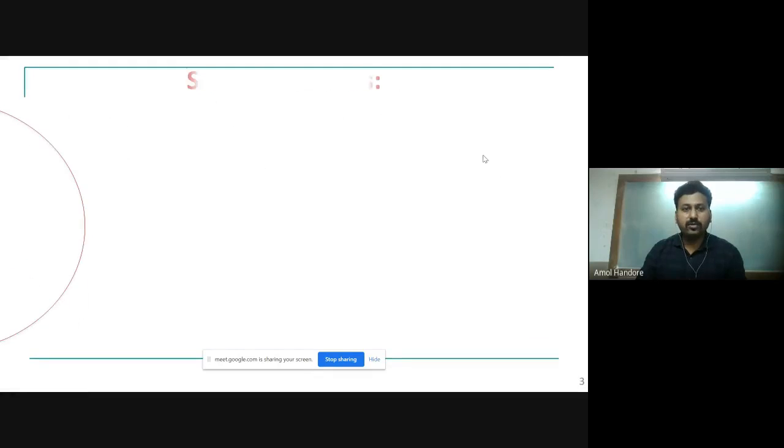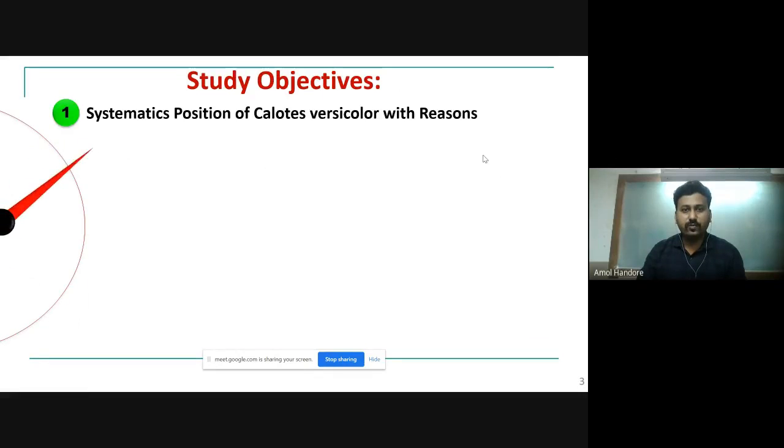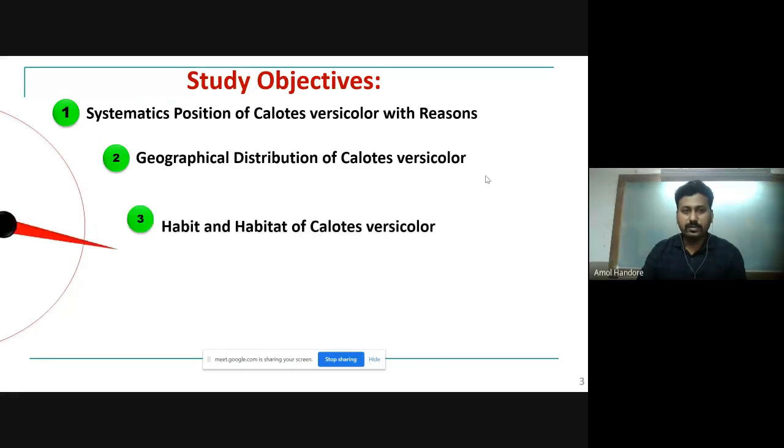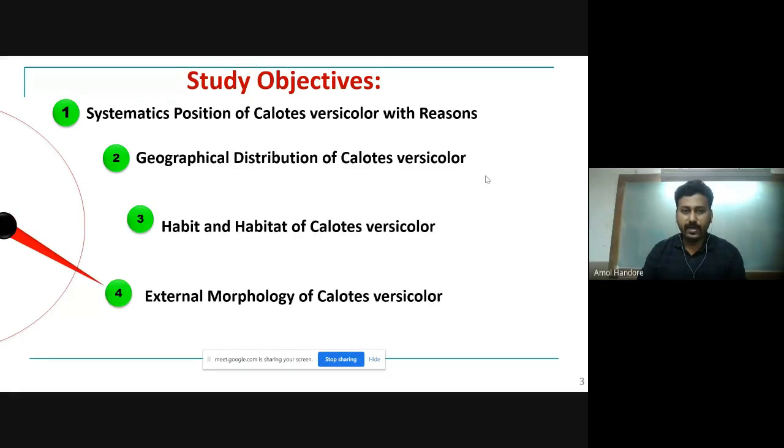So the session objective for today's lecture will be the systematic position of Calotes versicolor with regions, geographical distribution of the Calotes. Then we'll see the habit and habitat of Calotes versicolor. And finally, we'll study the external morphology of Calotes.